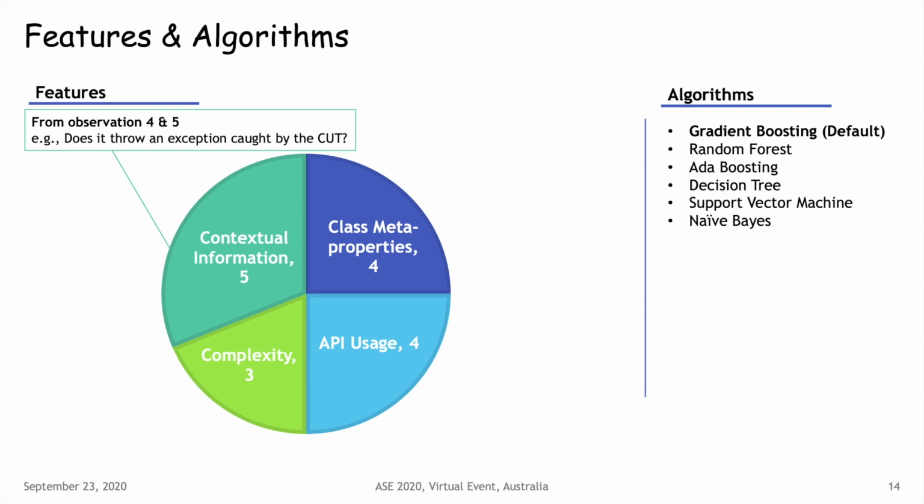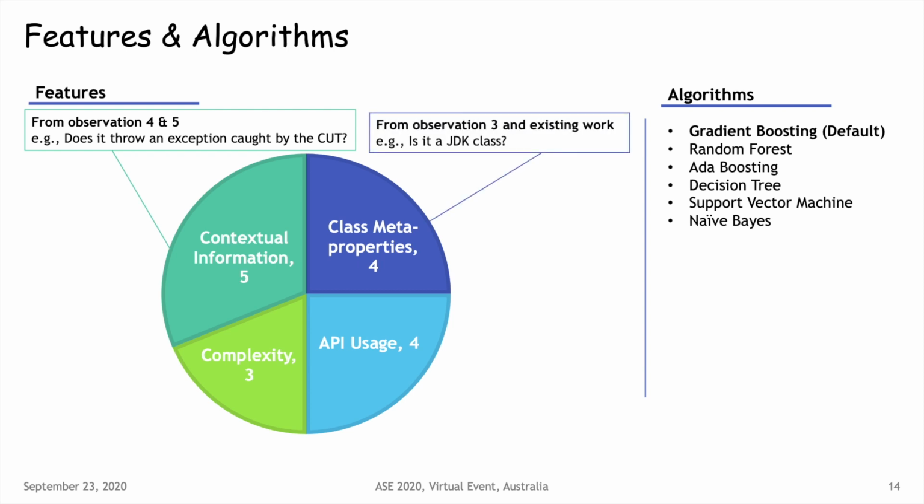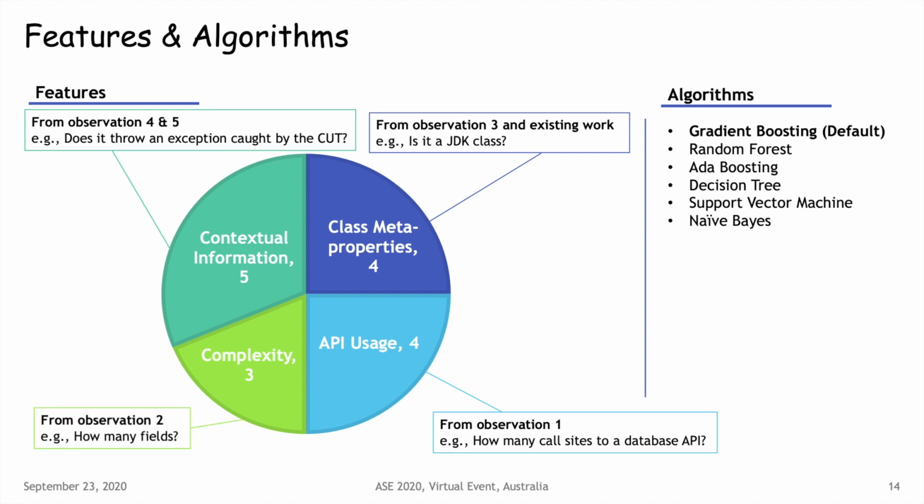The second are meta properties. For example, is the dependency a JDK class? The third one is API usage. For example, how many call sites to a database API? The last category is complexity. For example, how many fields are in the dependency?